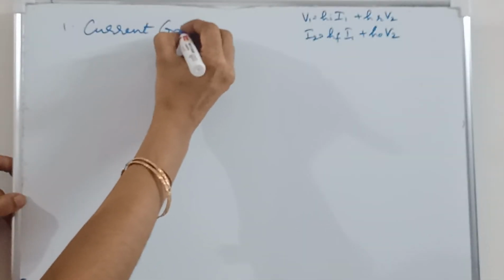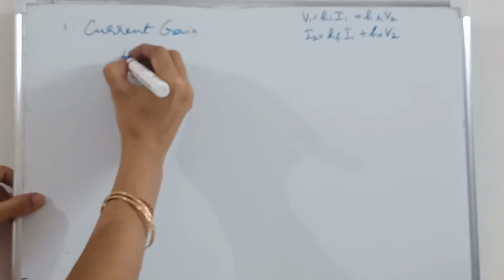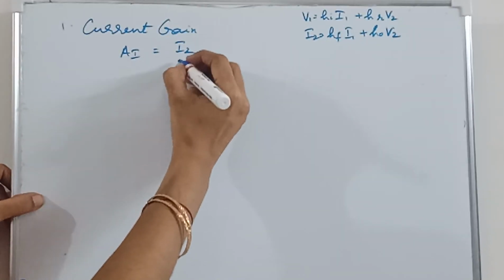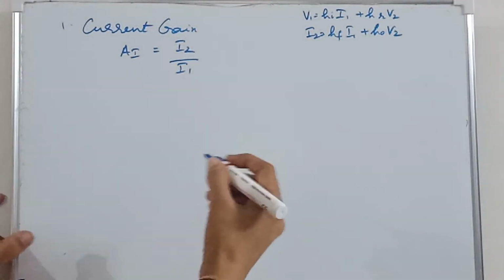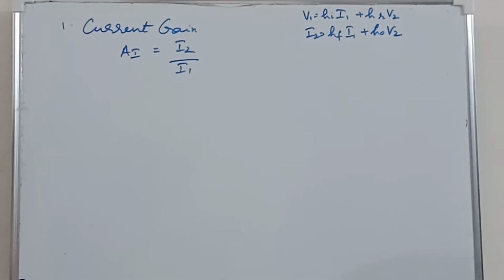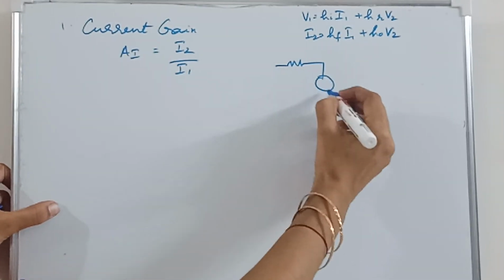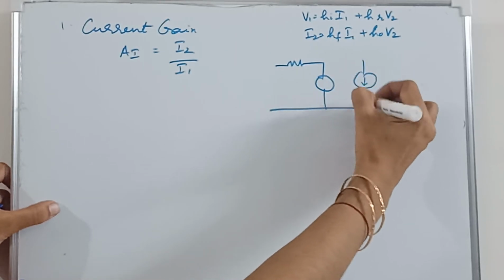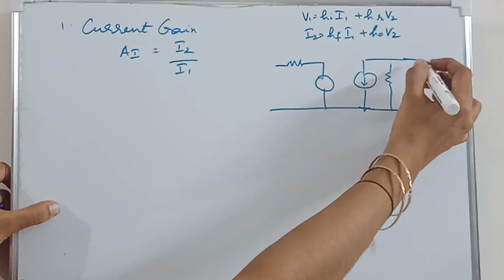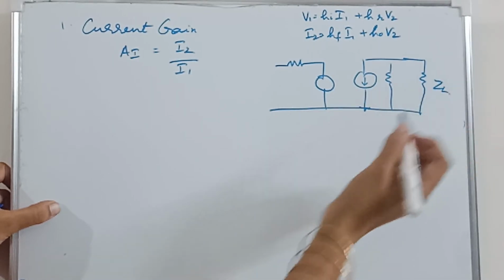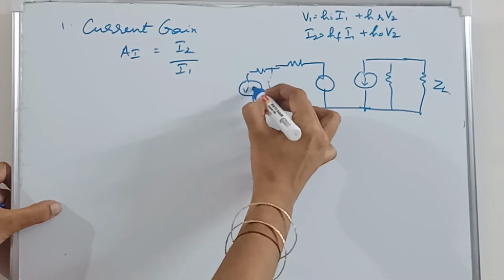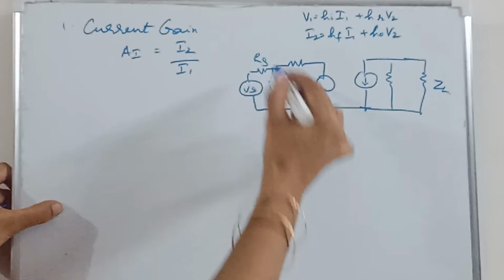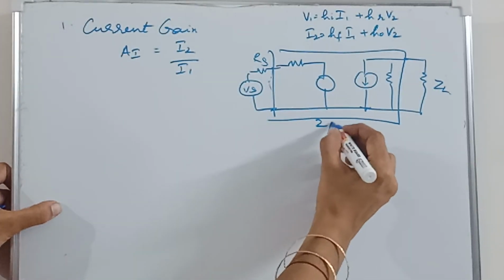The first one will be current gain. Current gain will be represented by AI, which will be output current by input current, I2 by I1. So in your H parameter representation circuit, you can connect in a load impedance, and you can have an input voltage and a source resistance. So this will be your two-port configuration.